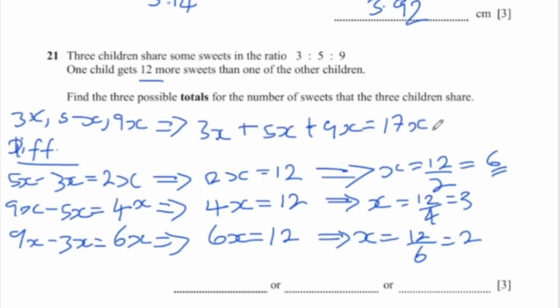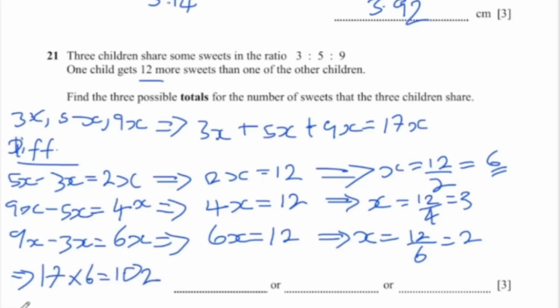x is a number that we need to multiply these ratios by. So all we need to do is substitute the different values we've gotten for x here: when x is 6, when x is 3, when x is 2. So when x is 6, that gives us 17 times 6, which gives us 102.